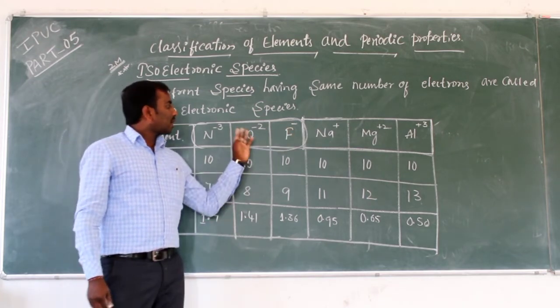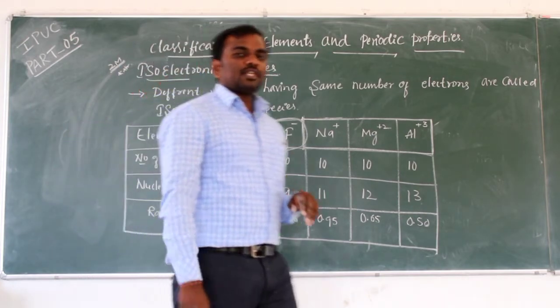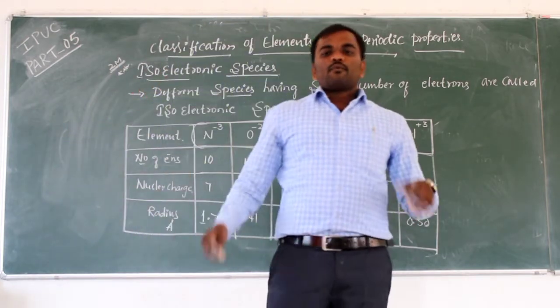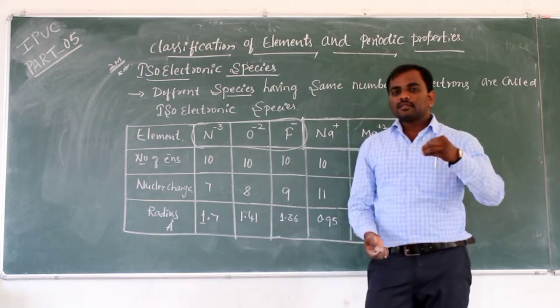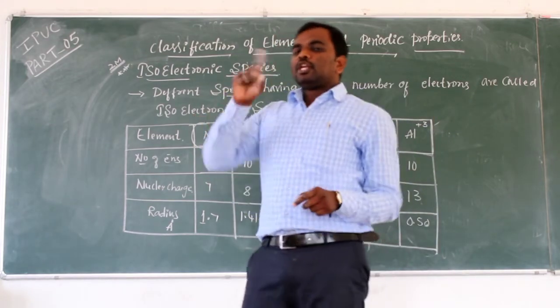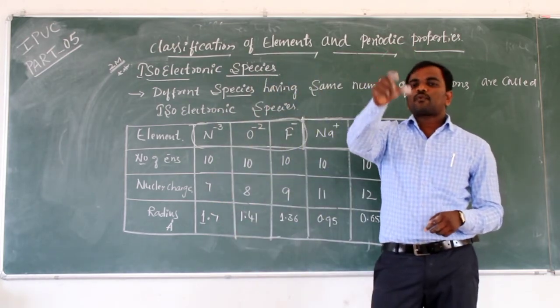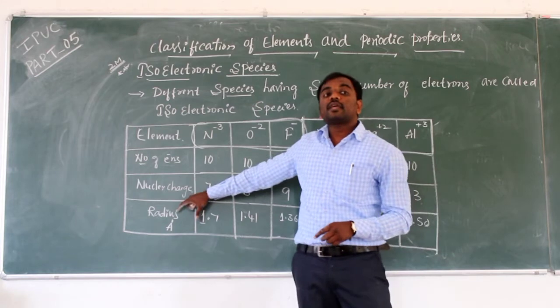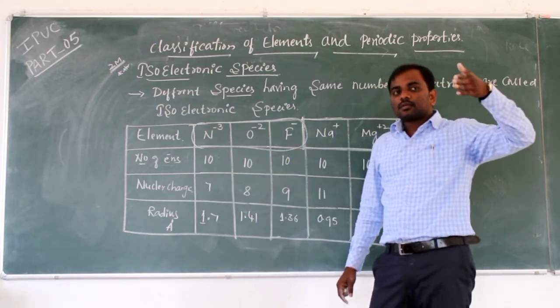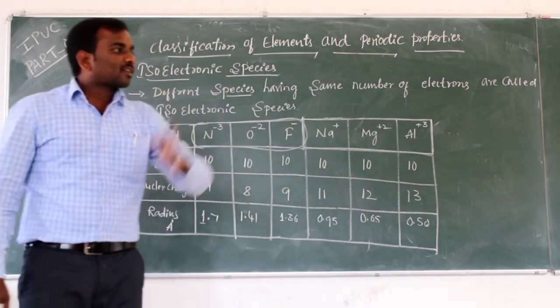It means the number of electrons increases. This effective nuclear charge decreases. When effective nuclear charge decreases, the force of attraction between the nucleus and the outermost electron decreases. That's why this atomic radius increases, right? It is a very important point for your examination.